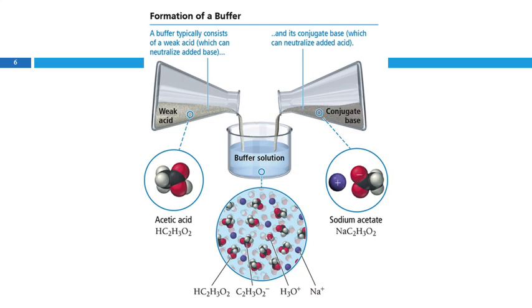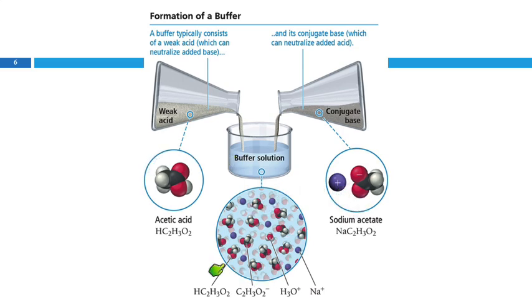So formation of a buffer illustrated. So take a weak acid. Weak acids can neutralize bases. We put that into the solution. Here we're using acetic acid, a weak acid. We also add the conjugate base. The conjugate base can neutralize acids. So the conjugate base of acetic acid is acetate. So we'll mix sodium acetate with acetic acid.